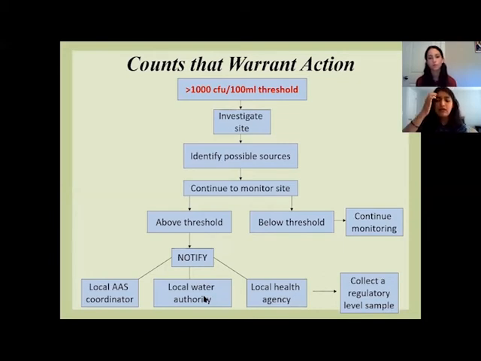But if you keep getting readings that are above this threshold, then that is when it's time to notify those partners. So, notify your local health agency or water authority. And once you notify those authorities, then they can go out to collect a regulatory-level sample to get further action.